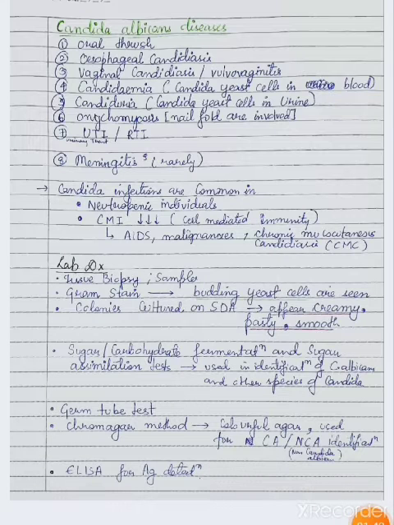Now, the Candida albicans diseases. So it is oral thrush most commonly. Second is esophageal candidiasis, third, vaginal candidiasis or vulvovaginitis. Candidemia means Candida yeast cells in blood, emia. And candiduria, Candida yeast cells in urine.